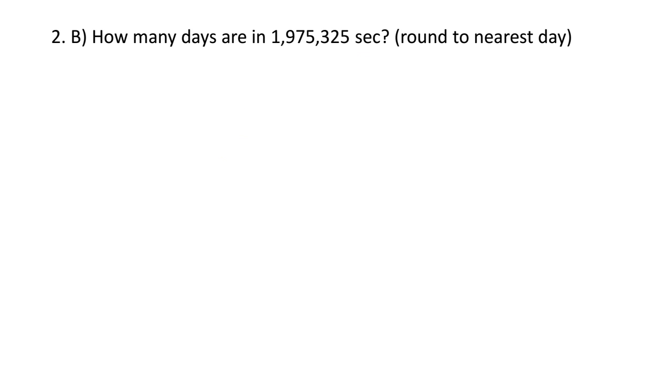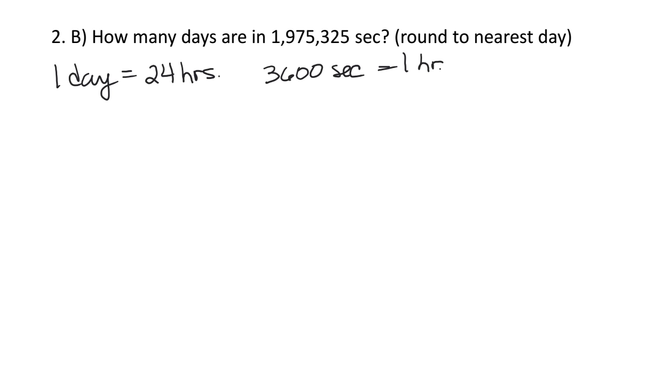Okay, how many days are in 1,975,325 seconds? Round to the nearest day. Now you'll notice there's no conversion factors. That chart's also not going to have conversion factors. There are two that you kind of have to know, although actually I think one of them is on the chart. First off, you've got 1 day equals 24 hours. Now that's something we all should know. And then I have on that sheet, as well as I think some practice problems, there are 3,600 seconds in 1 hour. So this is going to be a double conversion.